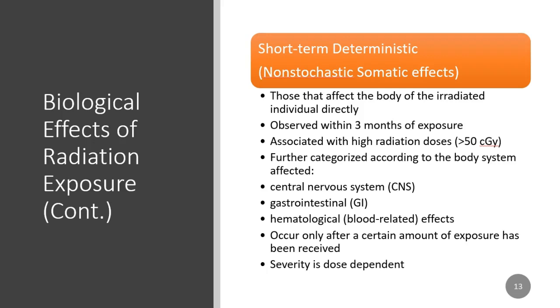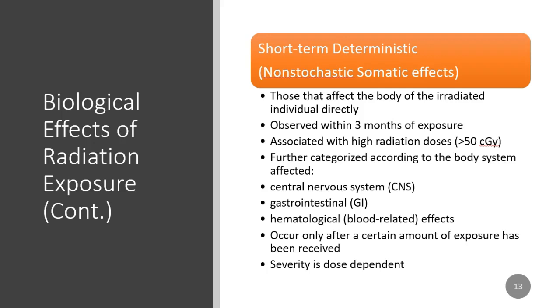Okay, short-term deterministic. So it's also non-stochastic somatic effects, so you'll see it listed either way. Those that affect the body of irradiated individuals directly. So observed within 3 months of exposure, associated with high radiation doses, so above 50 centigray, and further characterized according to the body systems affected.